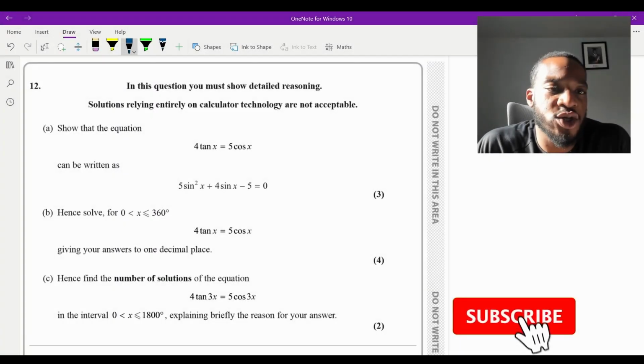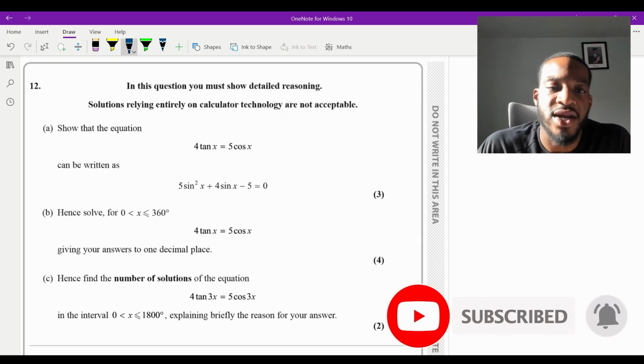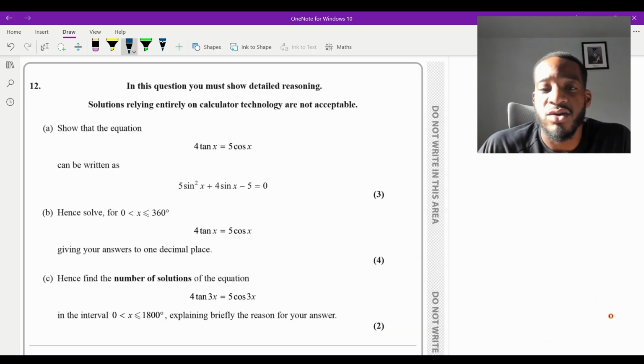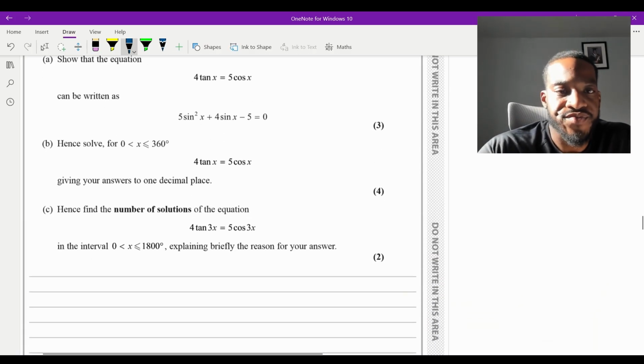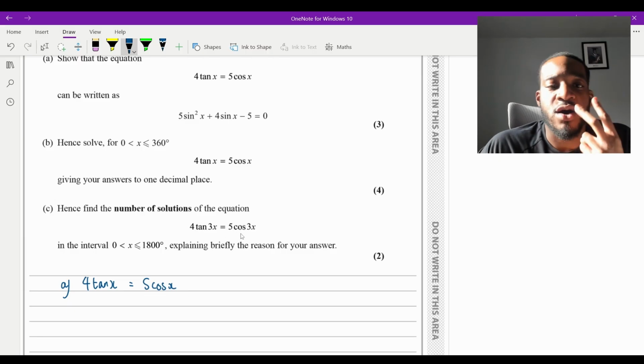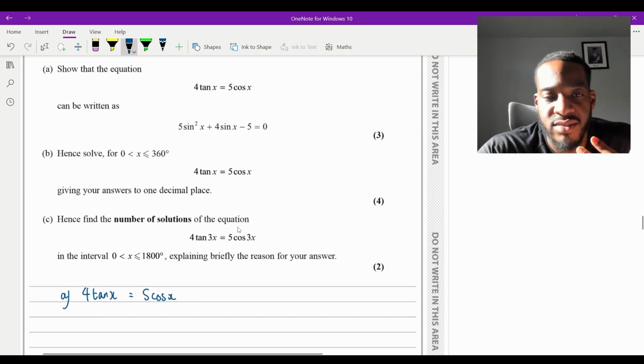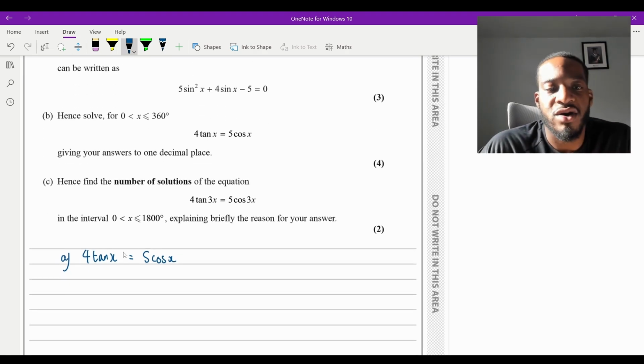Okay, so question 12 says, show that the equation 4 tan x is equal to 5 cos x can be written as 5 sin squared x plus 4 sin x minus 5 is equal to 0, for 3 marks. Okay, so let me just write it out again. So we've got 4 tan x is equal to 5 cos x, and it's a show that question, and we're dealing with trigonometric identities. Now, in AS, you only learn two. Sin squared plus cos squared is equal to 1, and sin over cos is equal to tan.